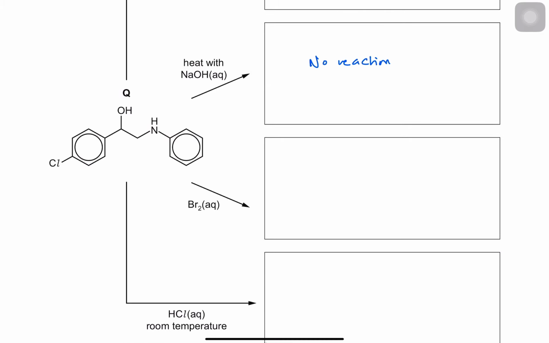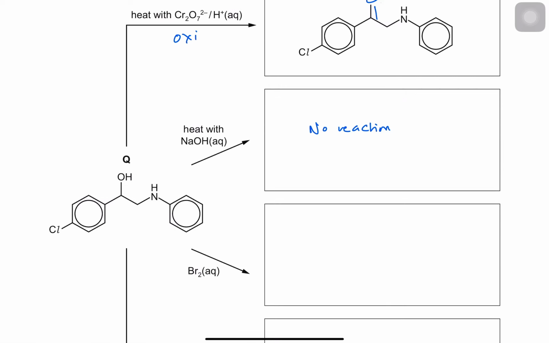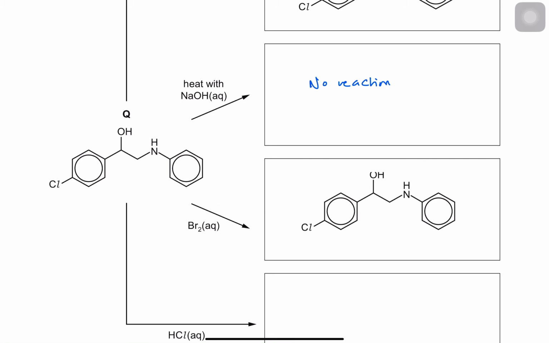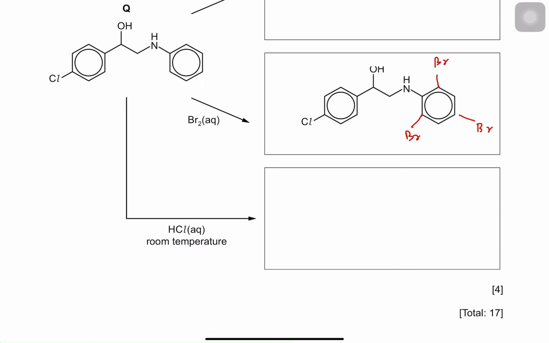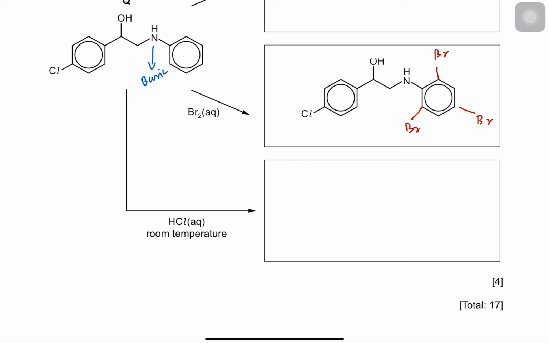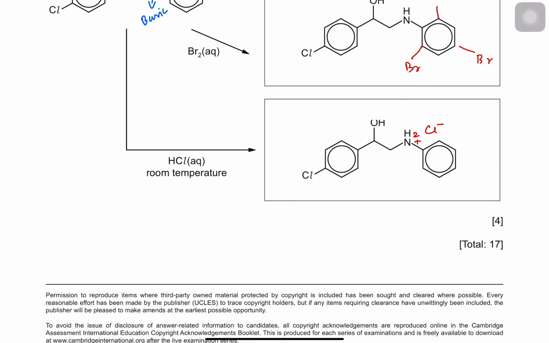If I add bromine, bromine will be attached here, at carbon number 2, 4, 6: so bromine at 2, bromine at 4, bromine at 6. HCl at room temperature. If I add HCl, this is like a basic group, so you will have H2 here, and the nitrogen becomes positive, and then you'll have a Cl as negative ion. That's it. I guess we're done.